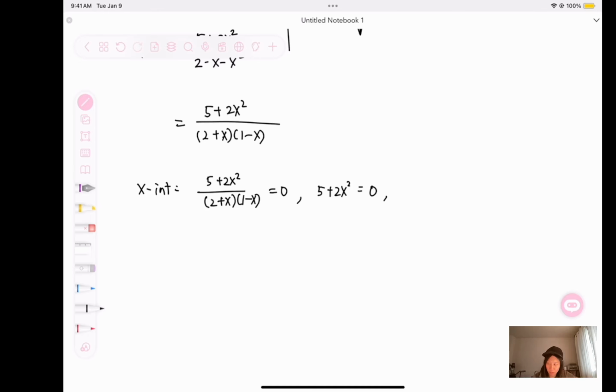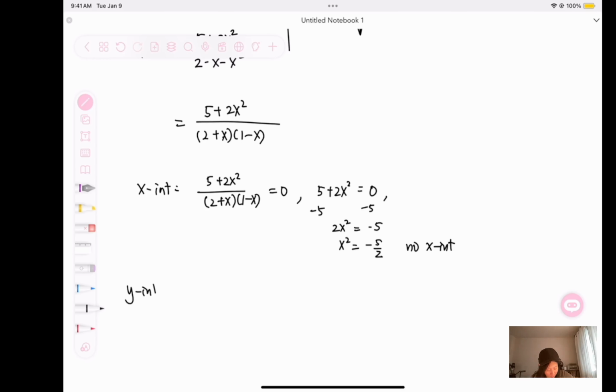So when we solve it, we have x equals... nope, let me solve it. Minus 5 on both sides. So we have 2x squared equals negative 5, and then x squared equals negative 5 over 2. We know that a square cannot be a negative number, so that means there are no x-intercepts.